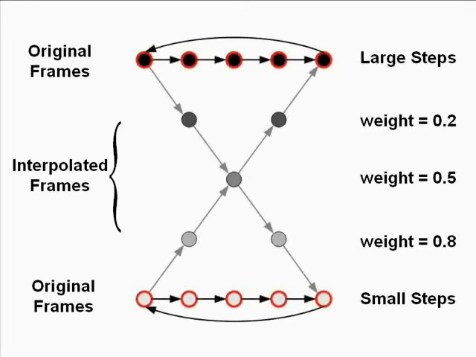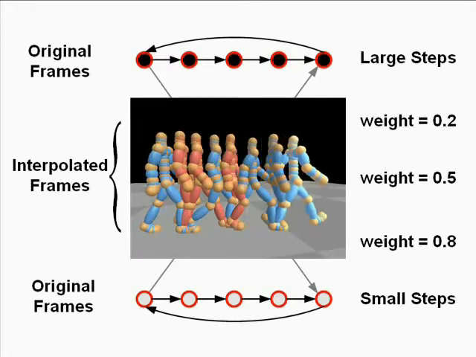We also reduce our motion graph so that it preserves the connectivity between the original frames. Here we show one interpolated transition.